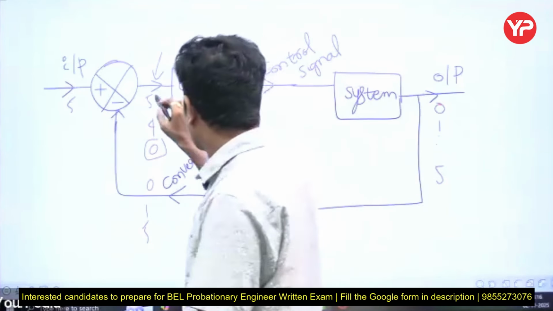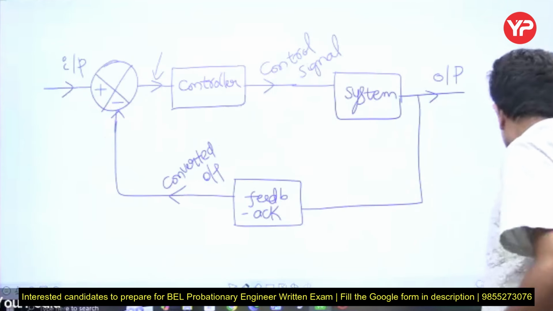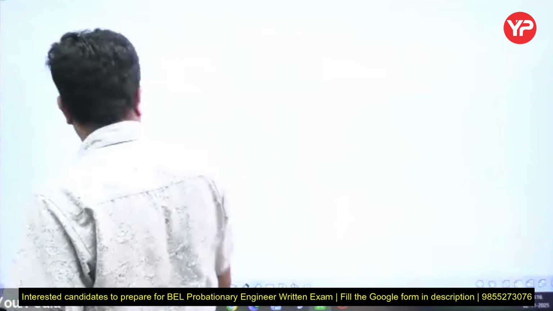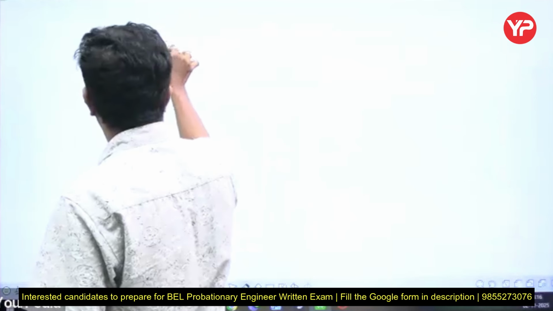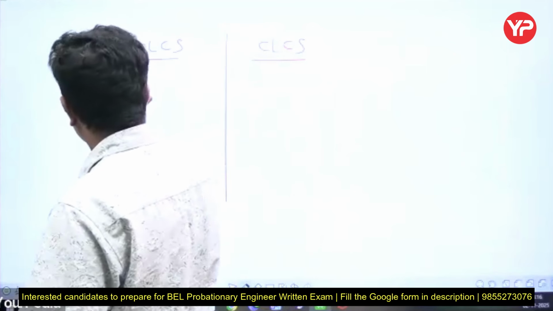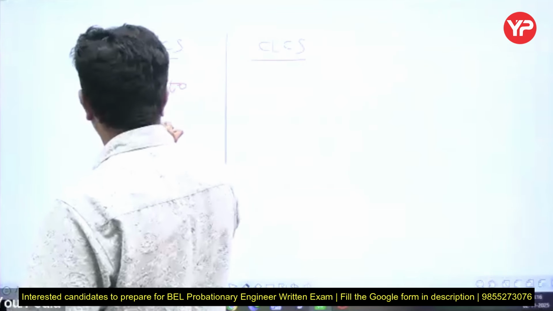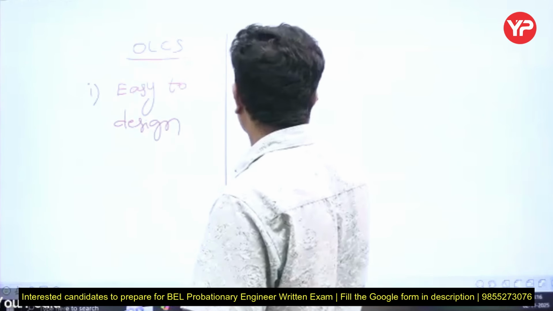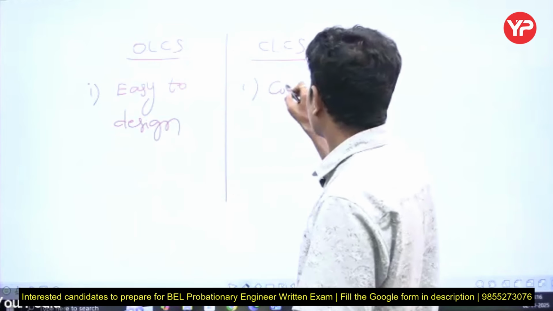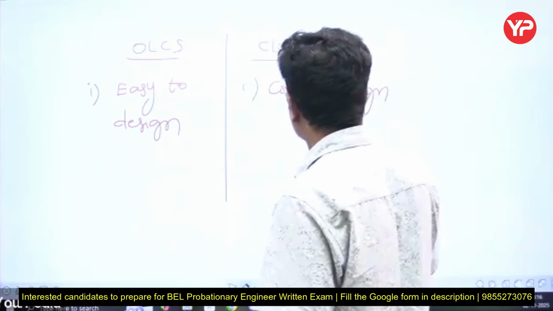Now please understand which one is more accurate. Closed loop control systems are more accurate. Let me write the differences: open loop control system, closed loop control system. First point: open loop is easy to design. No feedback, nothing. Closed loop is difficult to design, a complex design.